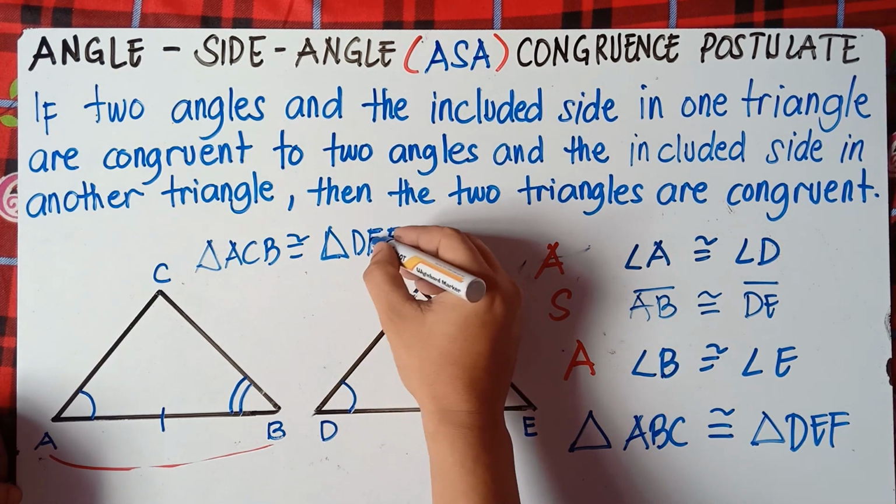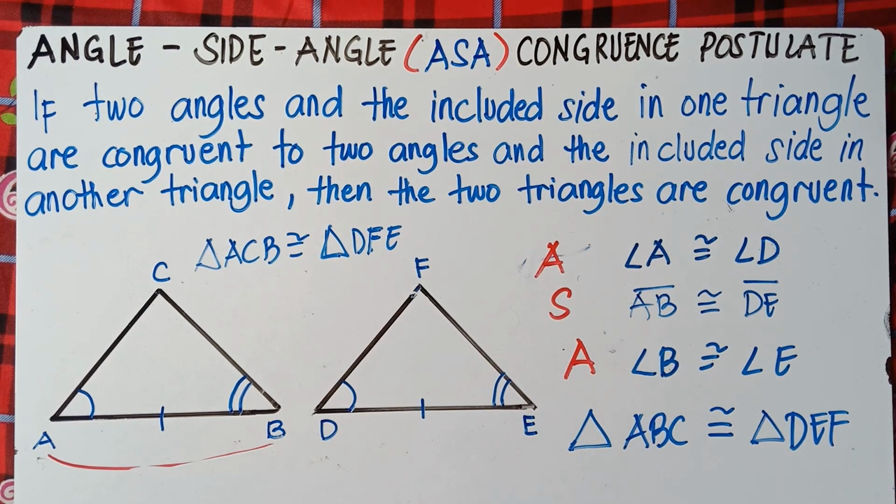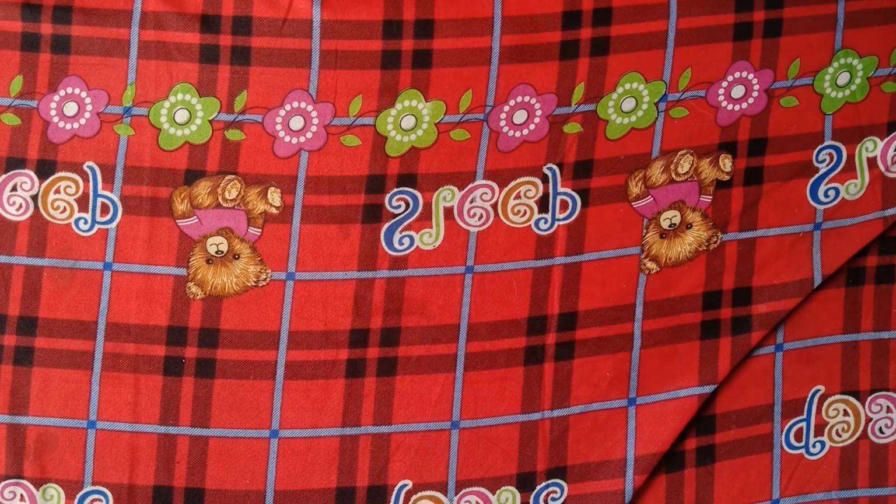Alright, so that's it, class. Once you read the triangles, it should be symmetrical. Alright, let's try an example and check if it's congruent or not. So let's try to give two examples.